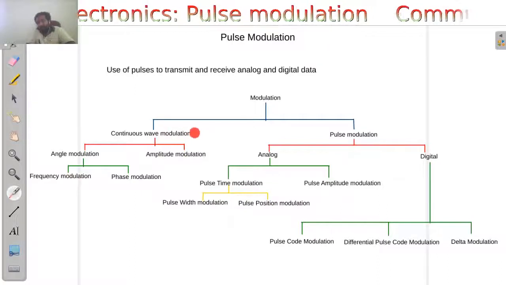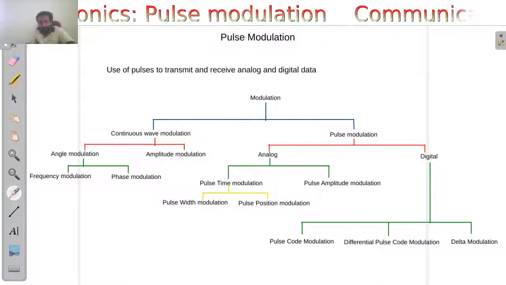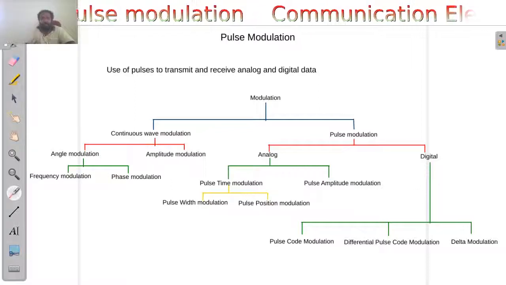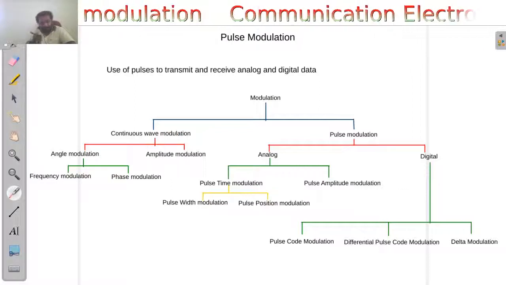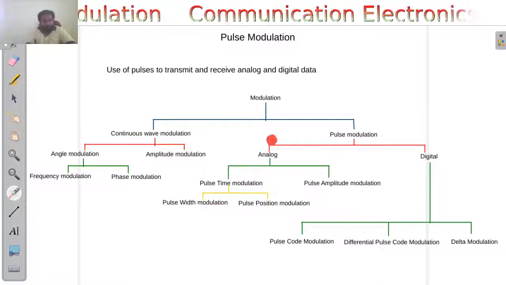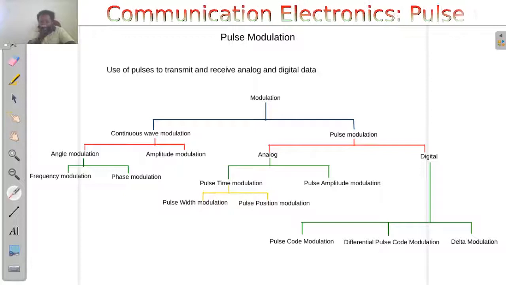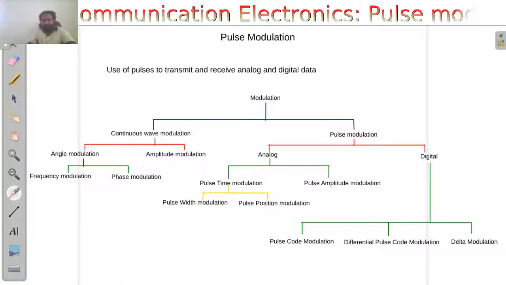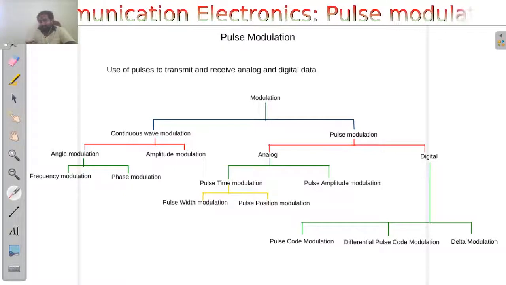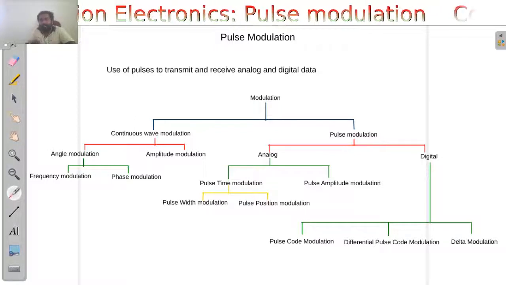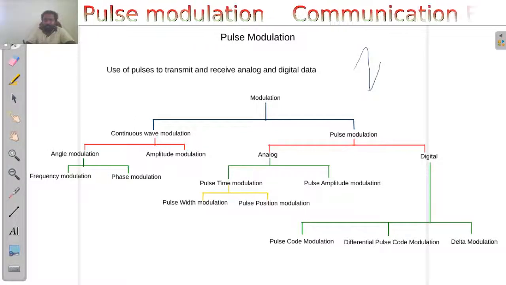Why is it called continuous wave modulation? That is because the carrier that we are using in continuous wave modulation is continuous. What does it mean? It means you are using a sine wave, or it doesn't have any discontinuities. So, a wave is considered as discontinuous whenever the wave doesn't have a derivative at any point. So, this is a sine wave.